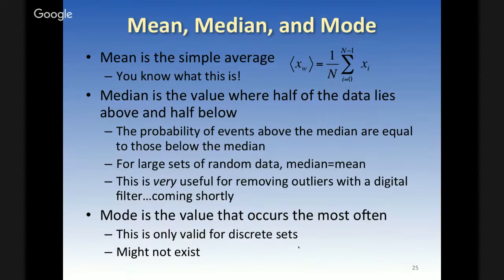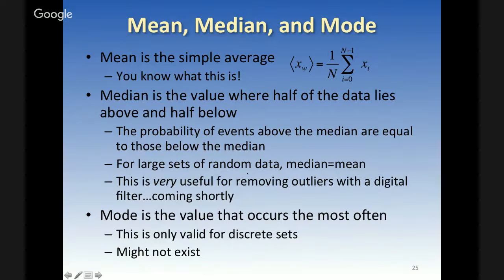With regard to probability and the Gaussian distribution, or even samples, we want to make sure we know what these terms are. The mean is simply the average. You guys know what this is. We talked about it a bunch. The median is the value where half of the data lies above and half of the data lies below the median value. So the probability of events above the median is equal to those below the median.